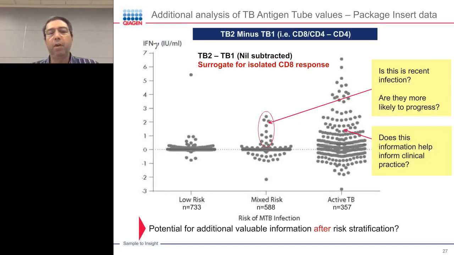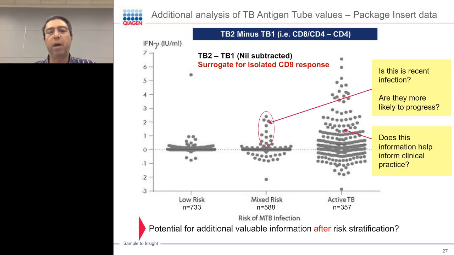And what we were also able to show was, when we go back to looking at the levels of gamma interferon in the different tubes, and subtracting away now the TB1 value, so that's with the CD4 optimized peptides alone or the combination with TB2, we were able to now get a surrogate for this isolated CD8 response. And what we saw was that this increased level of gamma interferon in the presence of the CD8 peptides was more pronounced as we went up in terms of risk category. So in the very low risk, the tubes tended to act more like replicates. In the mixed risk, we started to see higher levels of gamma interferon, and in the active setting, many more patients showing this biomarker for CD8 T cell involvement.